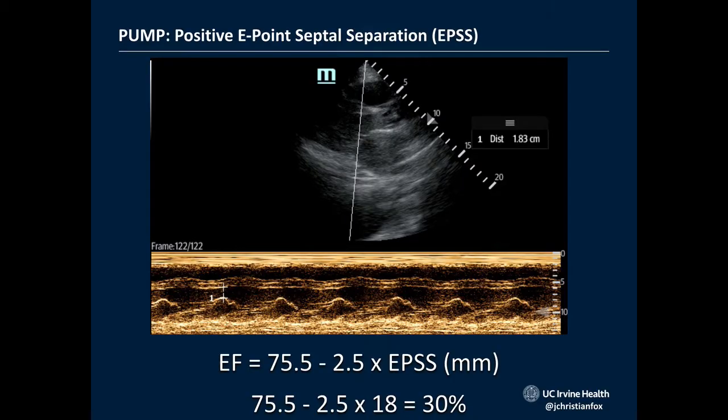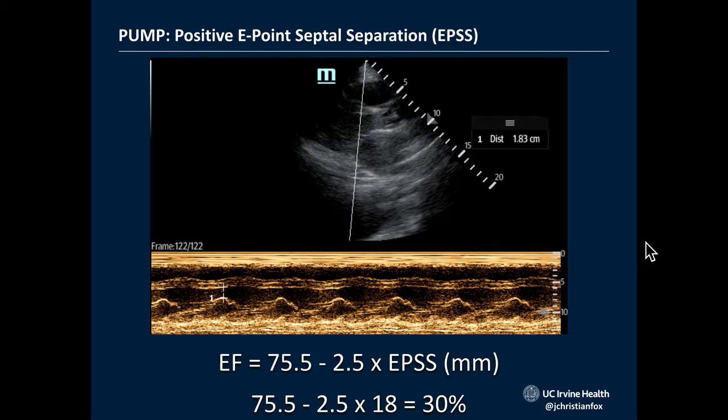And there's a formula. It's pretty simple. It's the estimation of ejection fraction: 75.5 minus 2.5 times the EPSS in millimeters. In this case, the EPSS was 18 millimeters. And so you can see it too. You can see how this is just E, A, pretty weak. It doesn't get up near that septum very well. When we take 2.5 times 18 and subtract that from 75.5, guess what? You get a 30% ejection fraction. That's bad. A normal ejection fraction is somewhere in the 60s. 30% is definitely pretty bad.